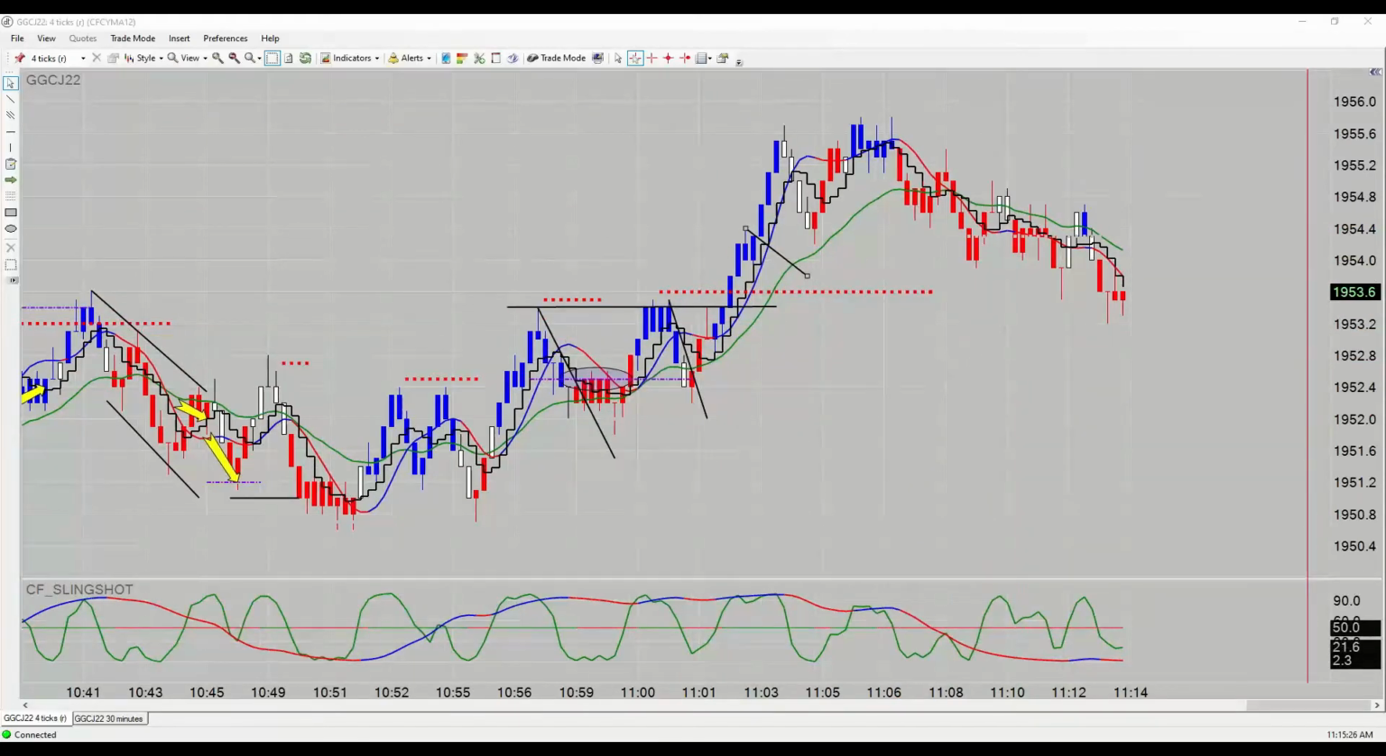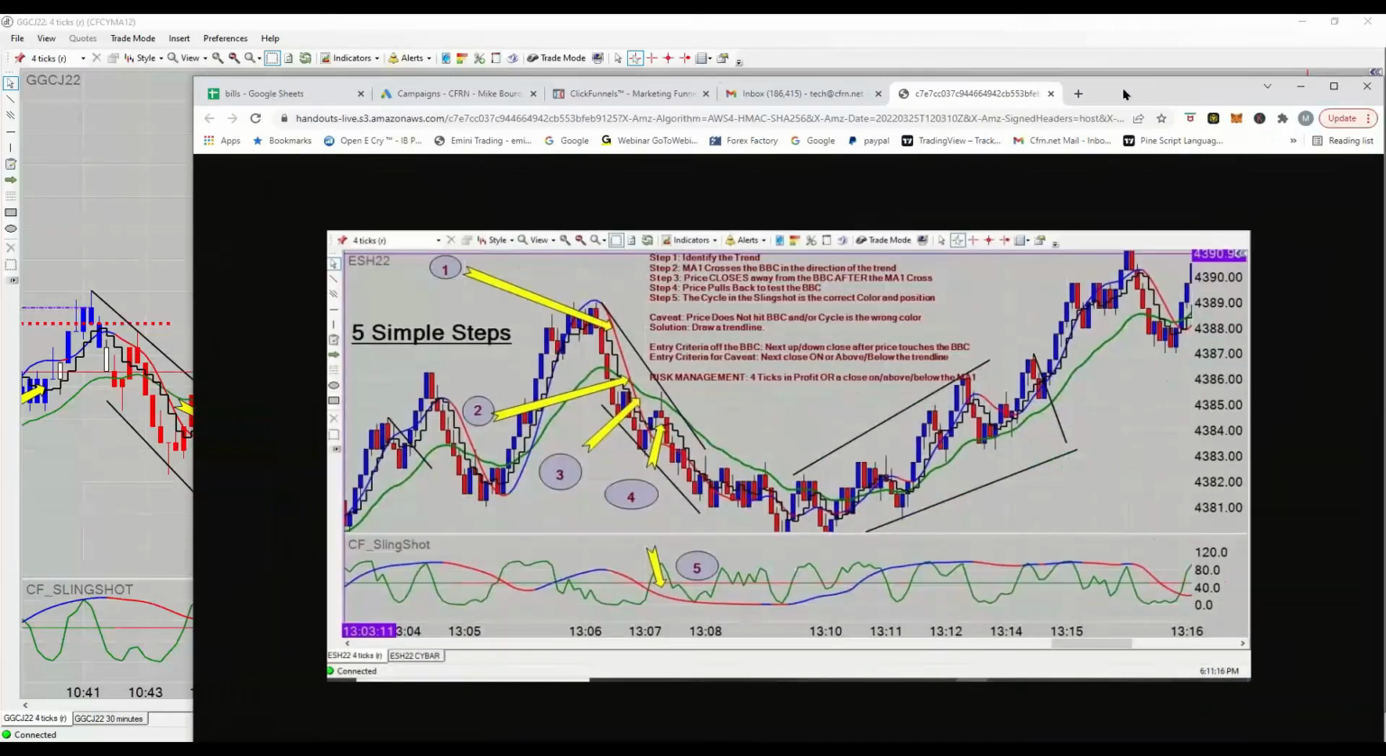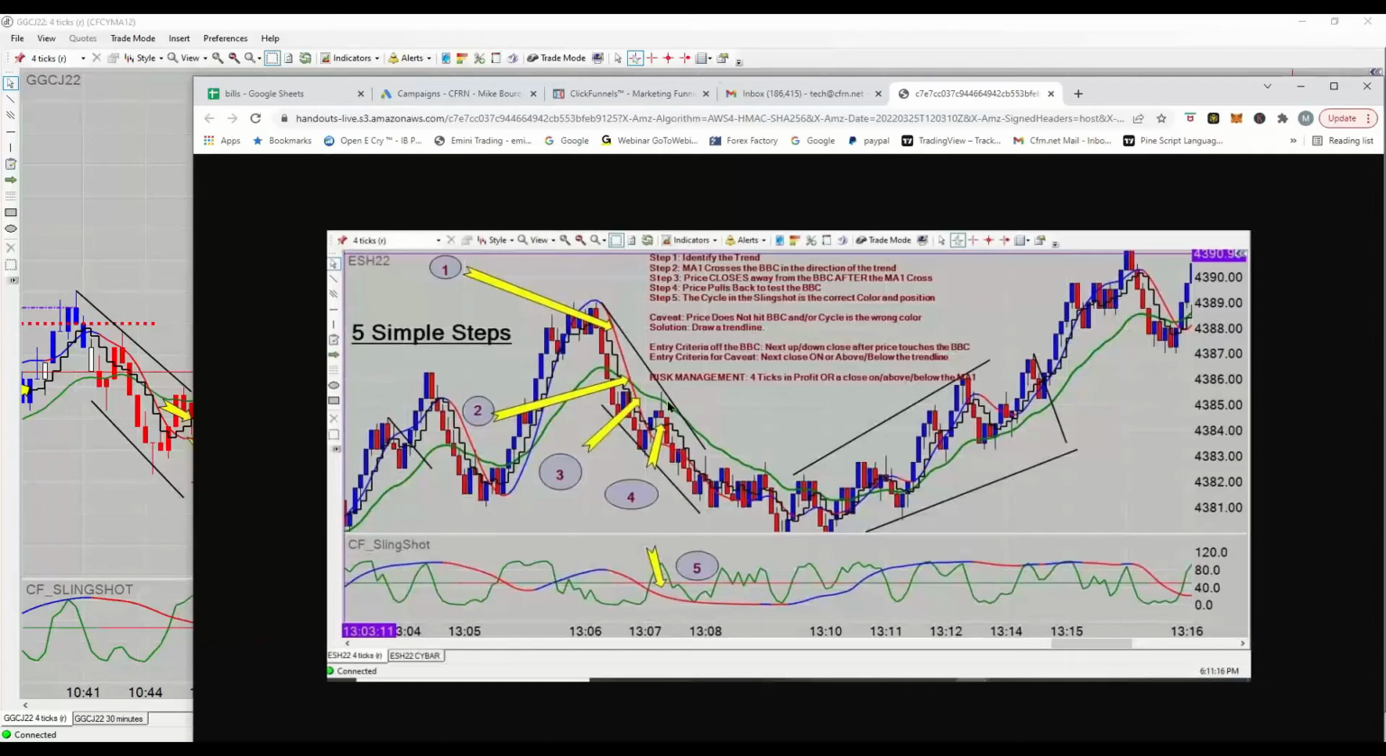Okay, those are the rules for the trade setup. And if you look at this in the handout section, you can download that. It's all written down in here. One, identify the trend. The MA1 crosses, price closes away, price pulls back to touch it right there. The slingshot is right, cycle's red and below the green line for a short, or blue and above the green line for a long.